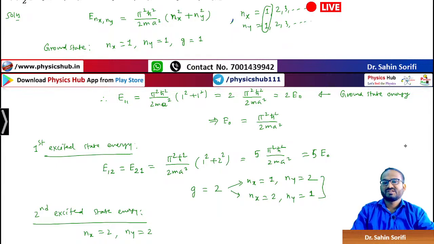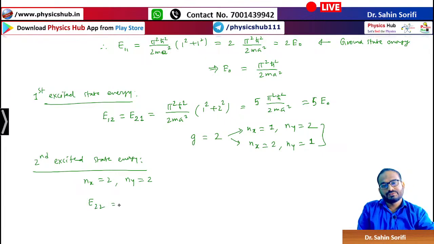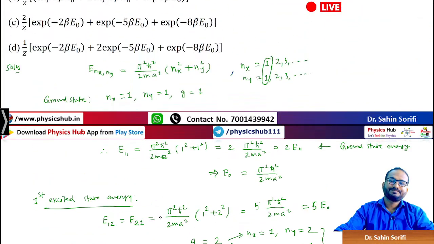Right? In the first you are getting 2 E naught, in the second you are getting 5 E naught, in the third you will get 8 E naught, right? The E is 2 pi square h cut square by twice m a square, times 2 square plus 2 square. So this is 8 pi square h cut square by twice m a square, 8 E naught. Here the degeneracy is 1.